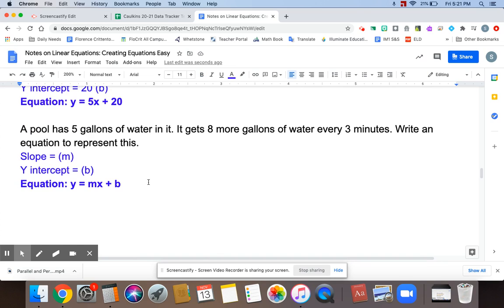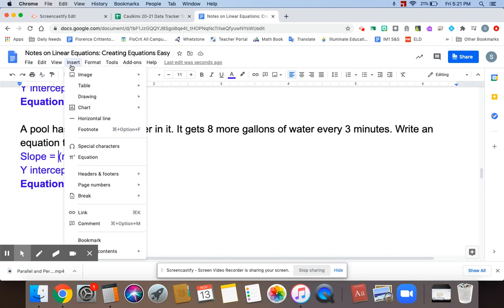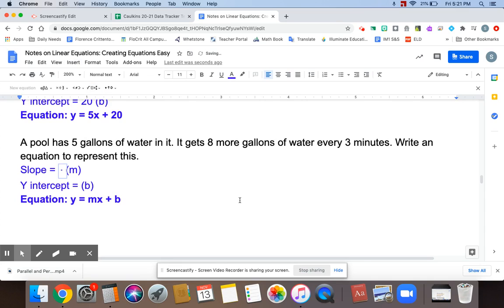So this one says a pool has 5 gallons of water in it. It gets 8 more gallons of water every 3 minutes. Write the equation to represent this. Well, if we start with slope, on top of the slope fraction is how much more I'm getting. How much more am I getting? I'm getting 8 more gallons. So 8's on top. And on bottom is how much time it takes to get that 8 gallons. So how much time does it take? Well, it gets that 8 gallons every 3 minutes.